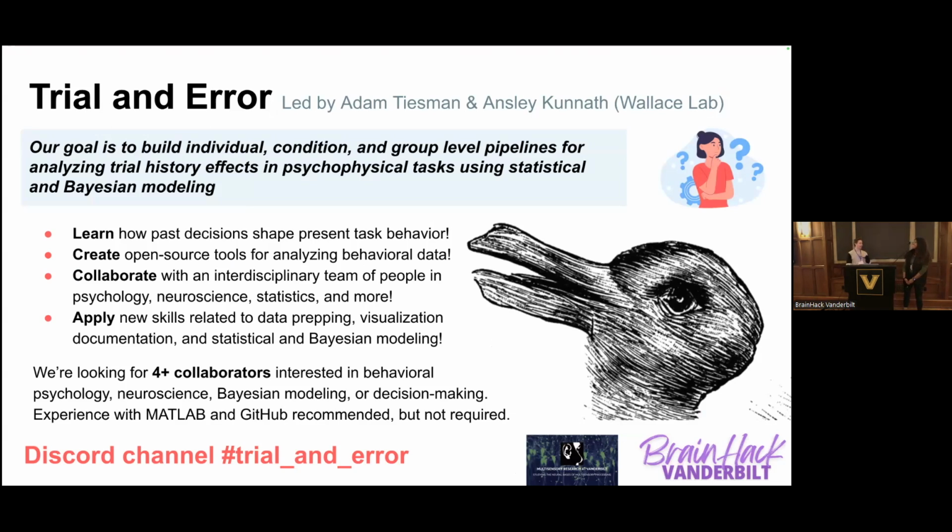My name is Adam. I'm Ansley. We're both part of the Wallace Lab, and we're both sensory neuroscientists. We really study behavior a lot of times. Our goal with this project has three parts. We want to build pipelines to analyze individual, condition level, and group level data for analyzing what's called trial history effects. That's a really general term.